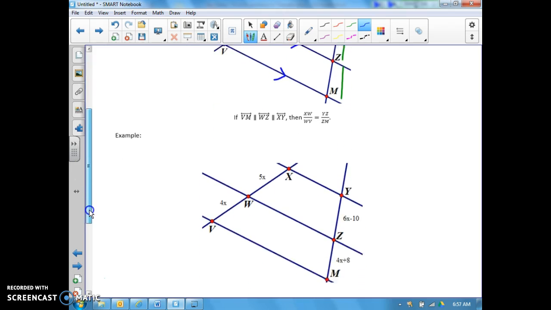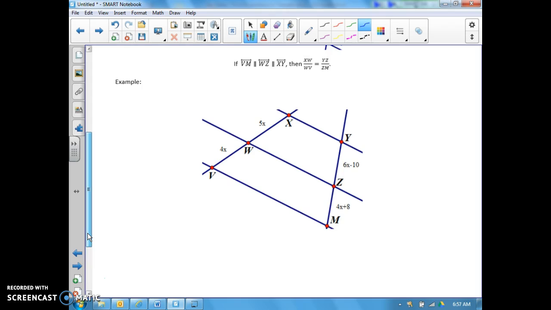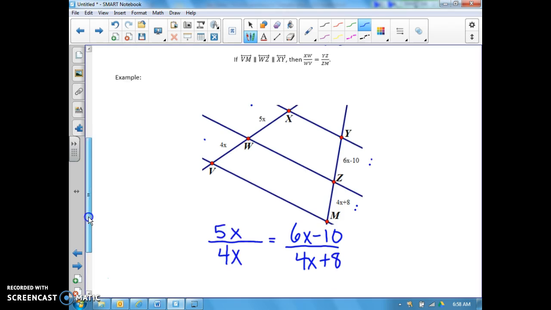So let's do a practice problem. Here, oh look, we're going to have something that's kind of funky. We've got x's. Here I've got XW is 5x and WV is 4x. Well, those have to be in proportion too. So I've done top over bottom. Top 6x minus 10 over bottom 4x plus 8. And I'm going to go from there.